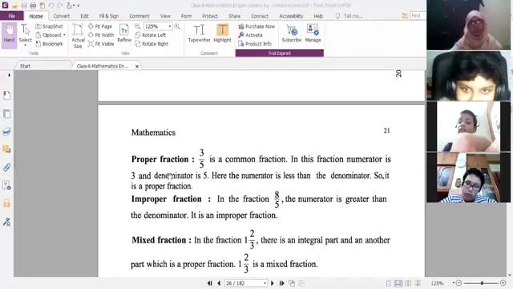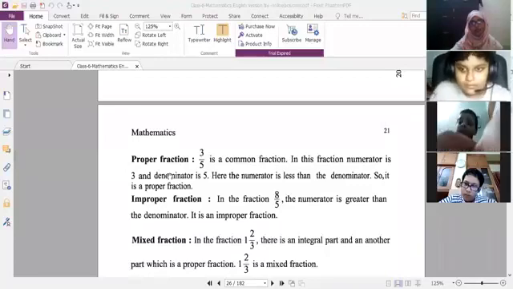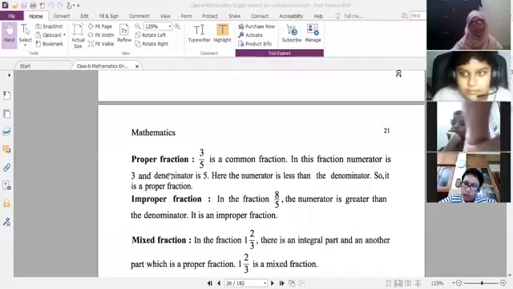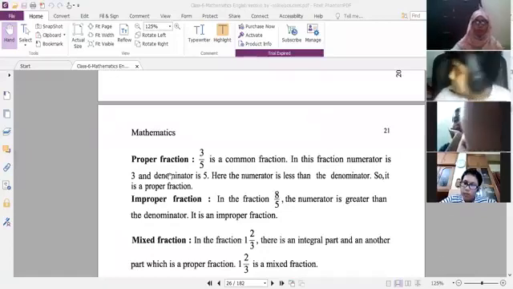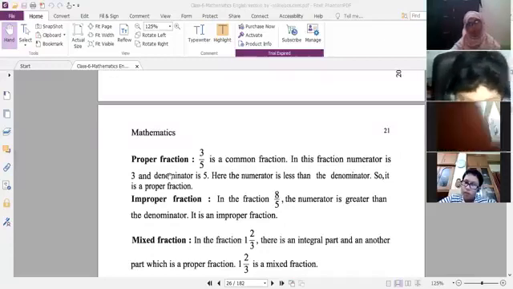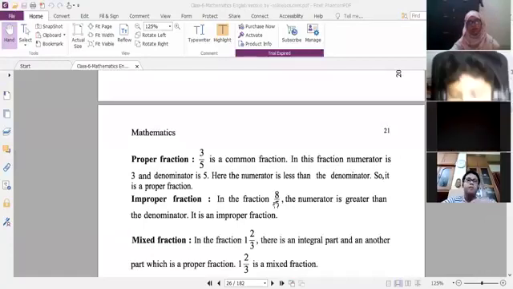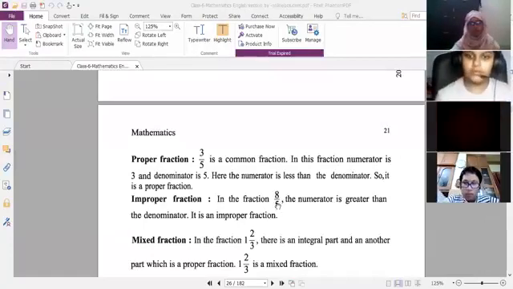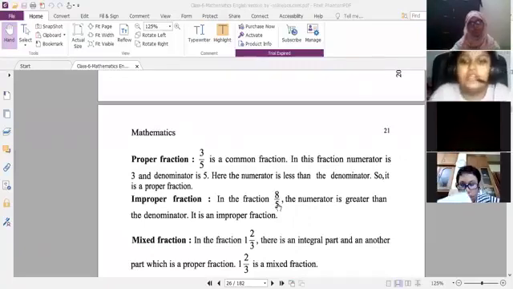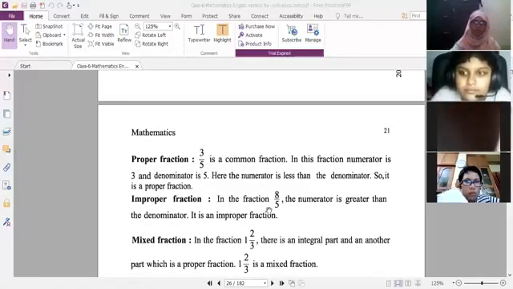So, you can see that a proper fraction is when the denominator is greater than the numerator, or the numerator is less than the denominator. These kinds of fraction are proper fractions. Improper fraction: the denominator is less than the numerator. That means the numerator is greater than the denominator. When the numerator is greater than the denominator, this kind of fraction is called an improper fraction.